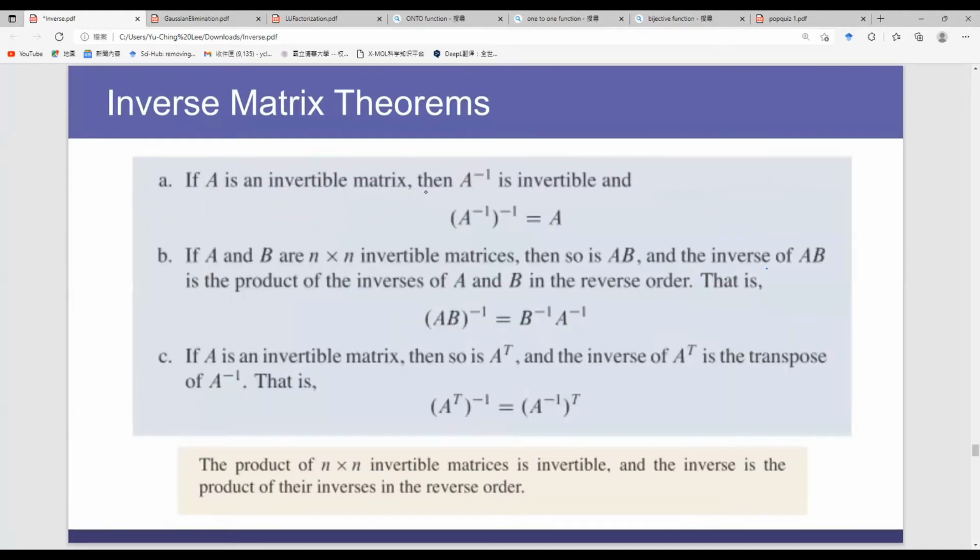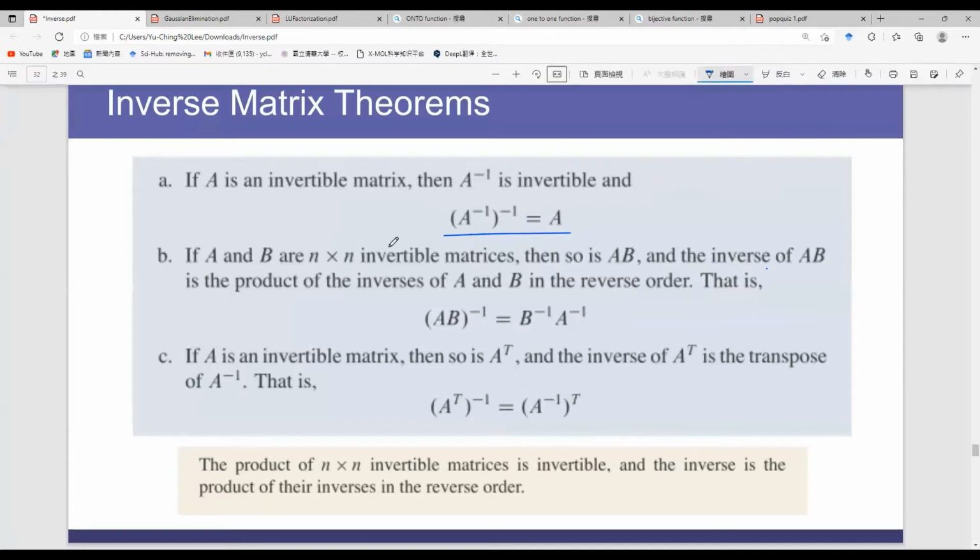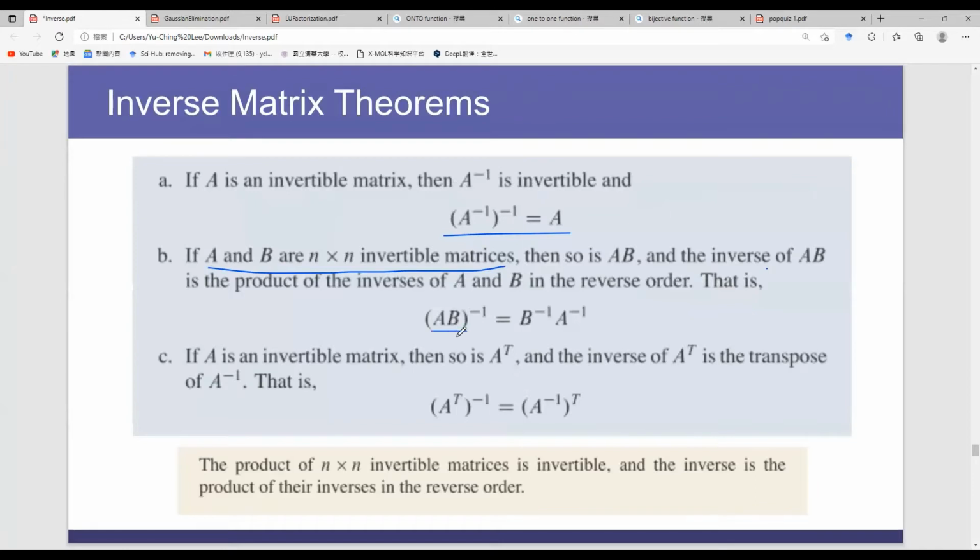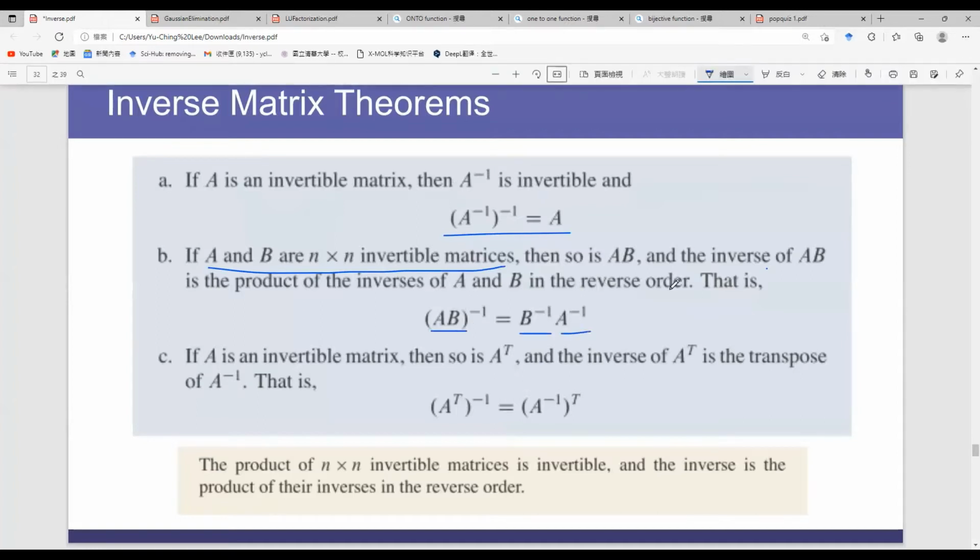Okay, so here are some inverse matrix properties. The inverse of an inverse matrix is itself. And if we have two invertible matrices A and B, then we have AB, the product matrix. If we do the multiplication first and then do the inverse next, it will be equivalent to B inverse times A inverse. There's a reverse of the order.